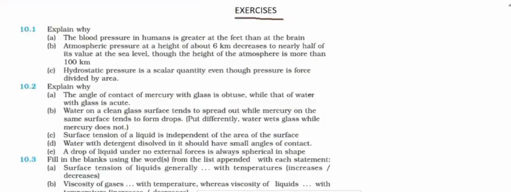Mechanical properties of fluids. Exercise questions. Question 1. Explain why the blood pressure in humans is greater at the feet than at the brain.